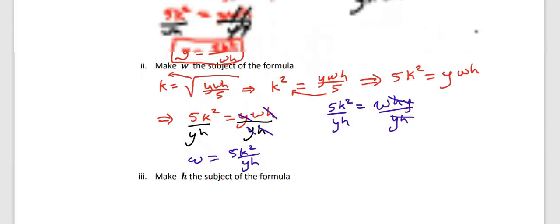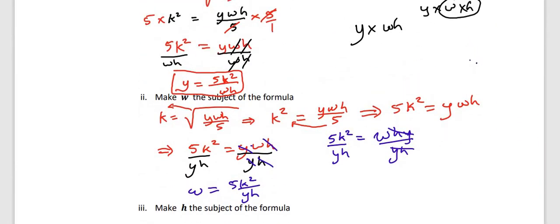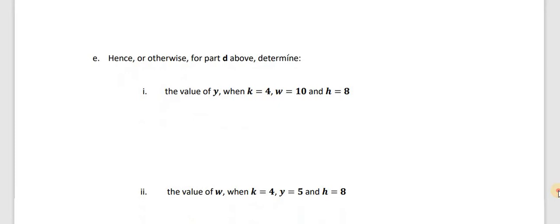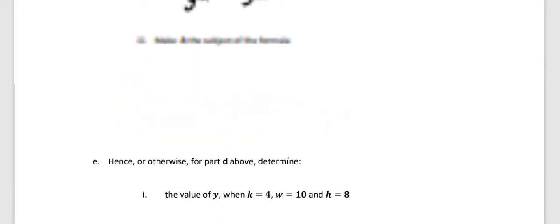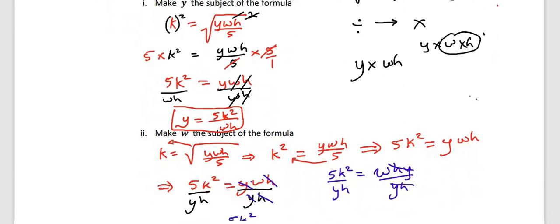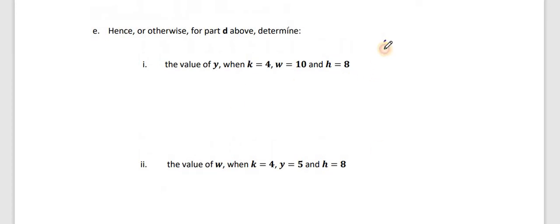Alright. Do I need to make H the subject, or you guys got the point already? We get the point. Alright. So for the one with Y being the subject, let's look at the answer. What was the answer? Y equals 5k squared over WH, right? So let's draw that back. Y equals 5k squared over WH.